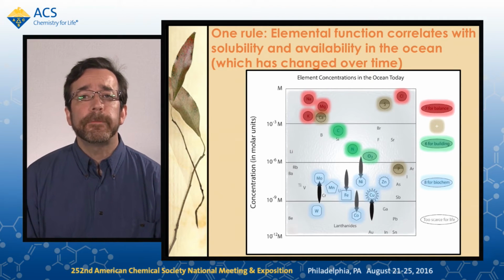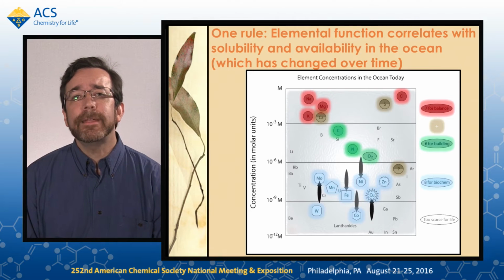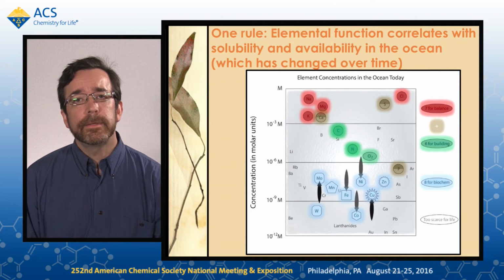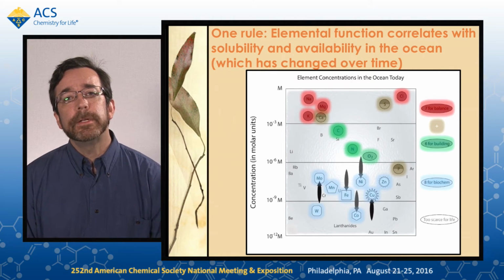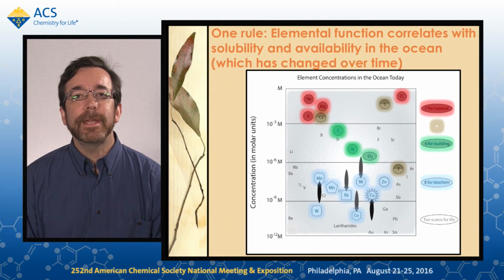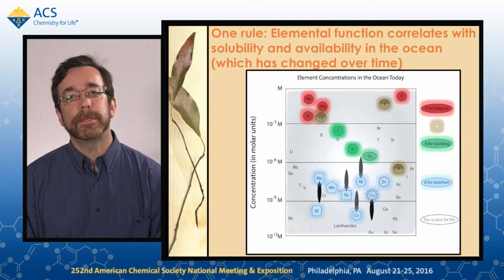As you move farther down on the graph, you see even less soluble elements. These don't dissolve very well in the ocean at all. These are used for biochemical catalysis, and I've colored those in blue. When you go below the 10 to the minus 9th level of solubility, you end up with elements that are too scarce for life to use at all.